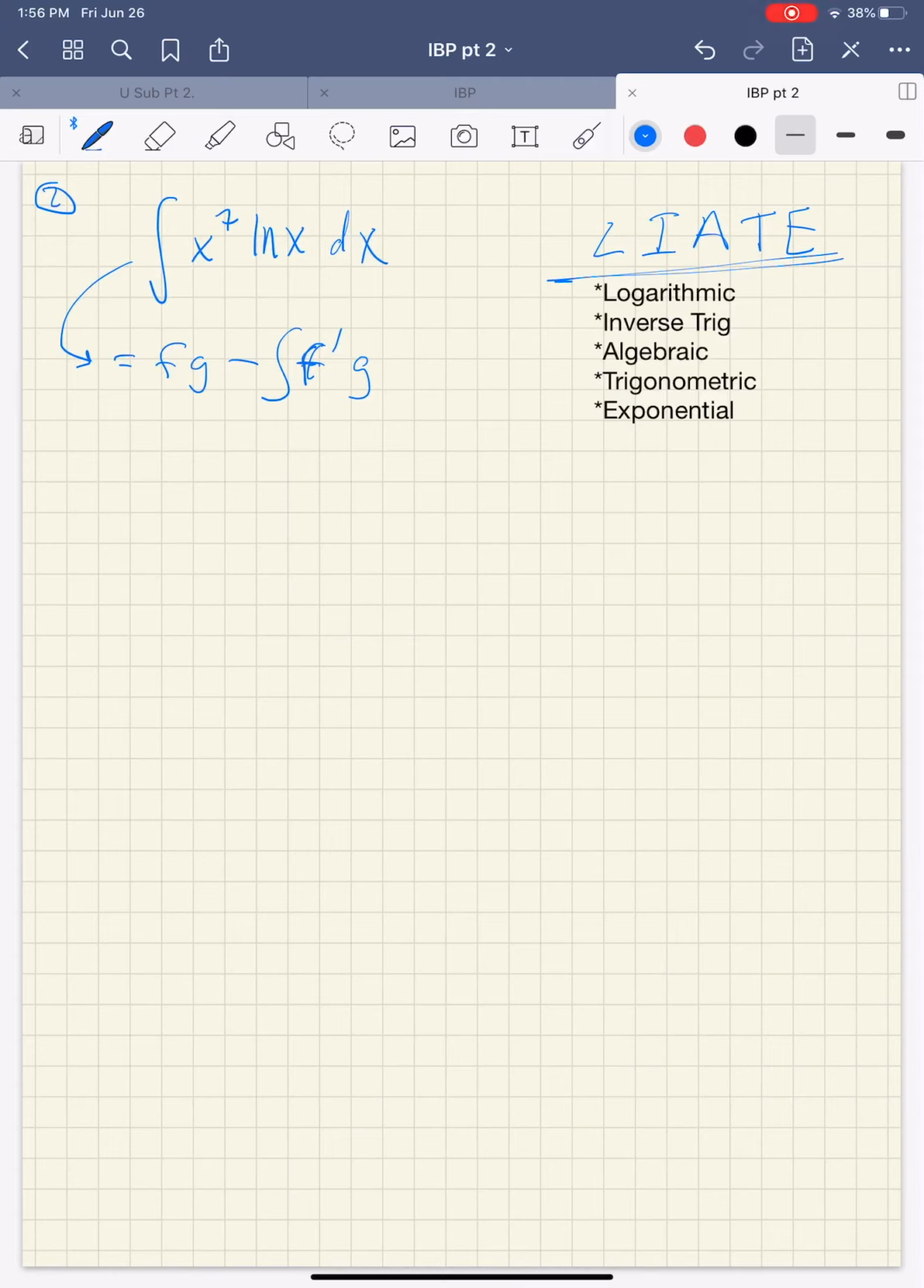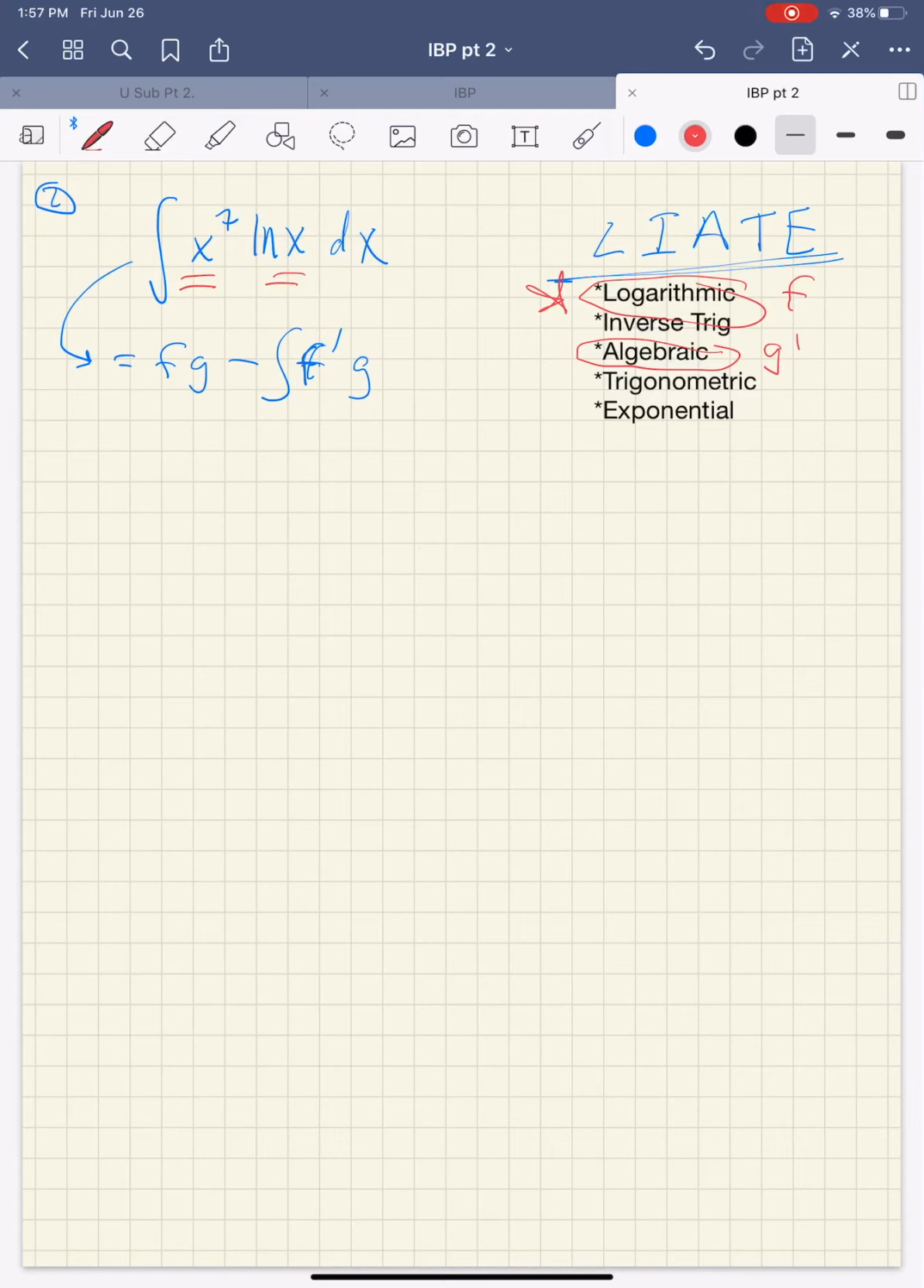And the formula we had was that the integral equals f g minus the integral of f prime g. And now we just have to determine which one is f and then which one is g prime. So I look at this, and we have an algebraic, and then we have a logarithmic. Since our logarithmic came first, this one's going to be our f, and then this algebraic is going to be our g prime. And then we could just plug that into our formula.